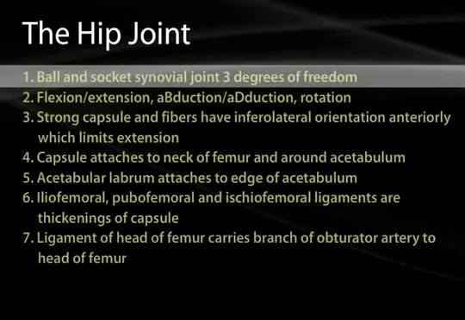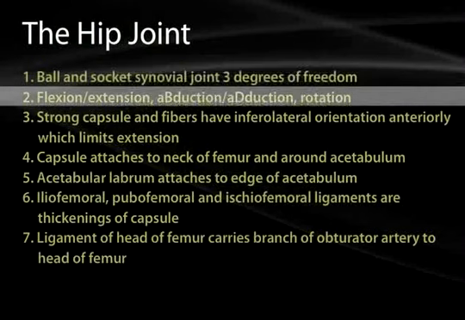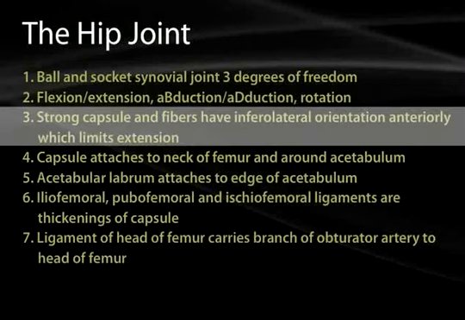So we've got this ball and socket. It's got 3 degrees of freedom, which allows for the flexion, extension, abduction, adduction, and medial and lateral rotation, as well as circumduction, like all 3 degrees of freedom in ball and socket joints. It has a strong capsule, and I'll let you read through the rest of those main points about the hip joint itself.